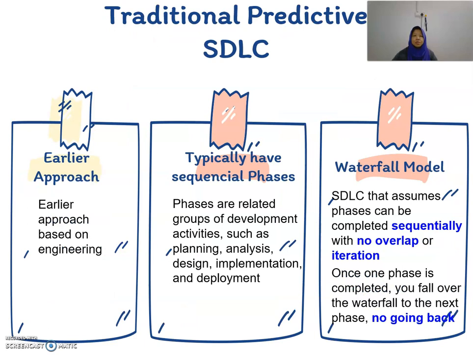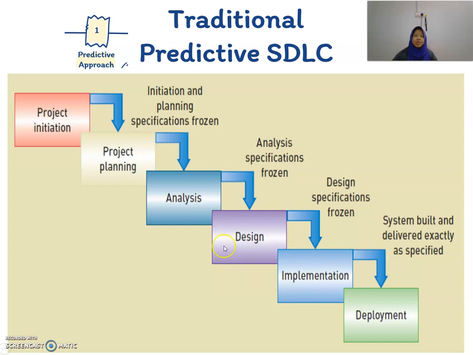Let's take a look at the predictive SDLC, the traditional one. The earlier approach is based on engineering. Typically they have sequential phases. Phases are related groups of development activities such as planning, analysis, design, implementation, and deployment. So normally we use the waterfall model SDLC, which assumes phases can be completely sequential with no overlap or iteration. Once one phase is completed, you fall over the waterfall to the next phase, and there's no going back.